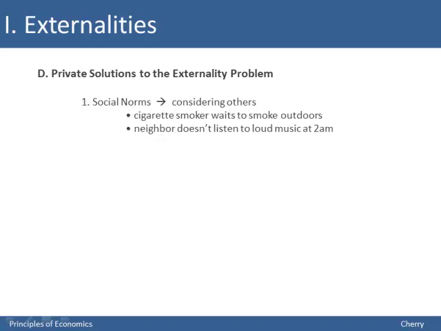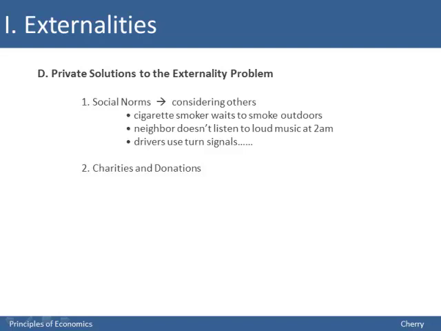Then you have people tend to not be loud at night because they don't want to bother their neighbors. And then drivers sometimes use turn signals because they know that their driving affects other people on the road. So essentially, you are taking into account those external costs or benefits and adjusting your behavior internally.